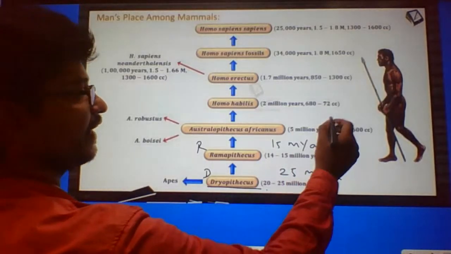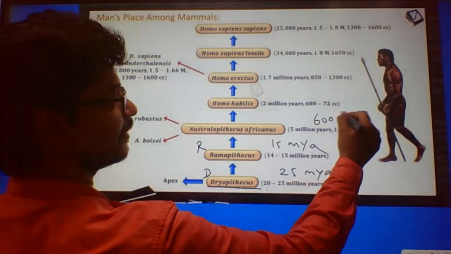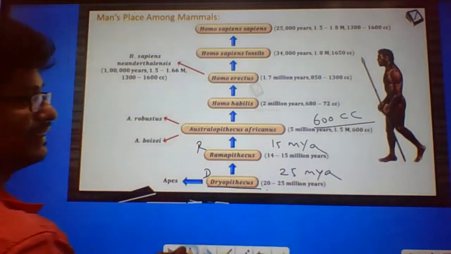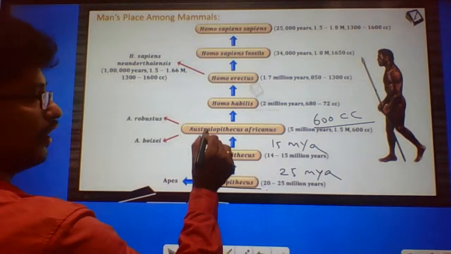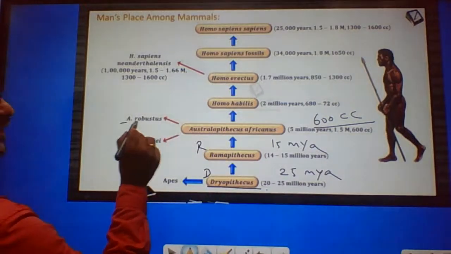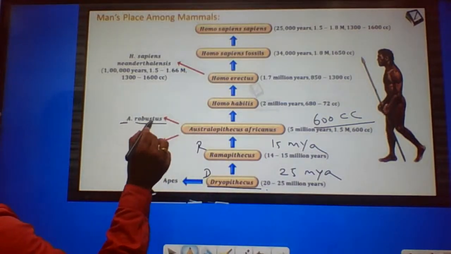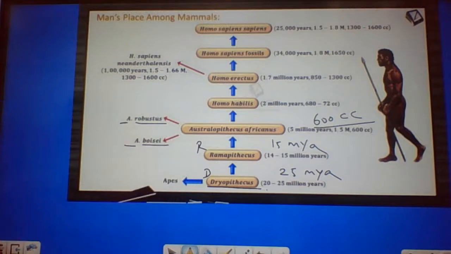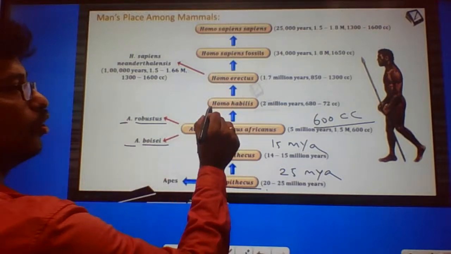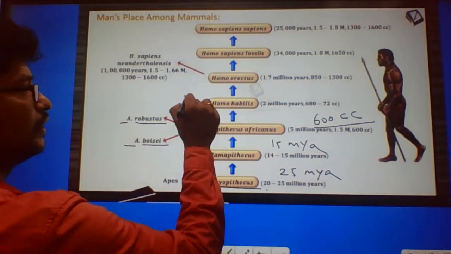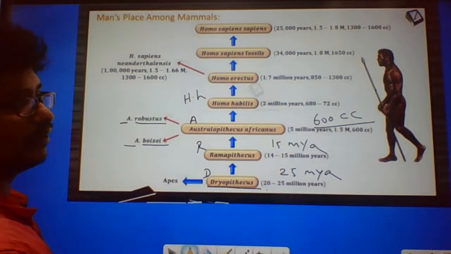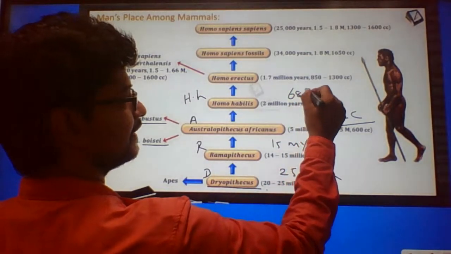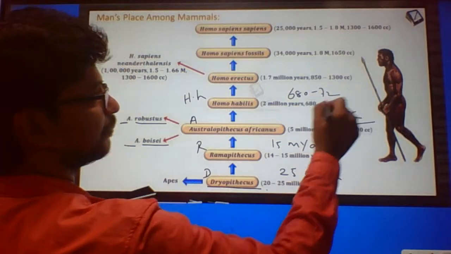Where the cranial capacity is 600 CC. CC is the cranial capacity. MYA is million years ago. Australopithecus has two species, Australopithecus robustus and Australopithecus boisei. Then comes Homo habilis, around 2 million years ago, where the cranial capacity is 680 to 720 CC.